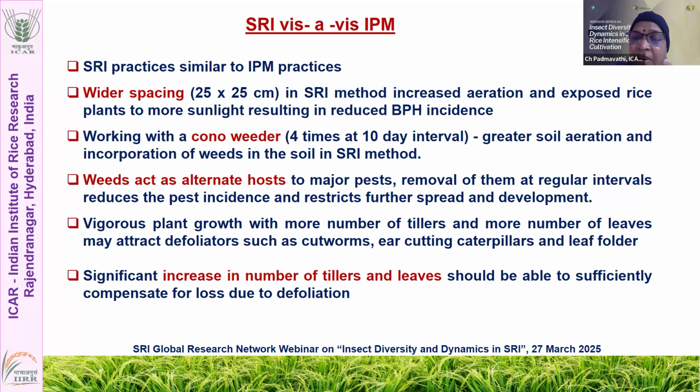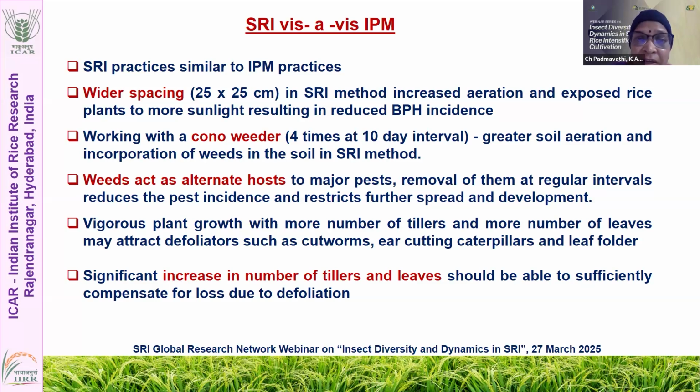Say whenever there is a high plant hopper population, the first thing we say is to go for wider spacing. And actually, the SRI method already has a wider spacing of 25 by 25 centimeter. That might be the main reason for the low incidence of plant hoppers in the SRI method. Therein there is increased aeration and the rice plants are exposed to more sunlight, resulting in reduced BPH.